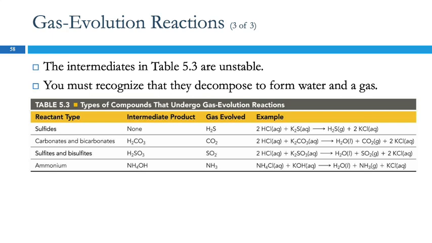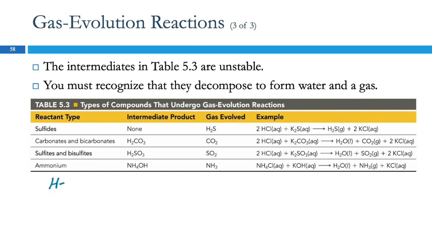So these are the gas evolution reactions that you need to be aware of. The first one we talked about is just if you get the product H2S, that's a gas. The other three types here have unstable intermediates. So carbonic acid, which we just looked at, sulfurous acid, or ammonium hydroxide. When these fall apart, or decompose, they at least do so in a nice pattern.